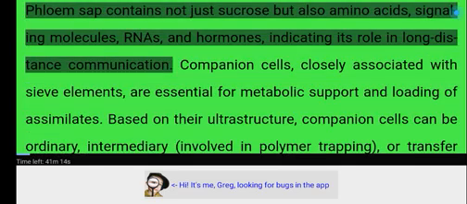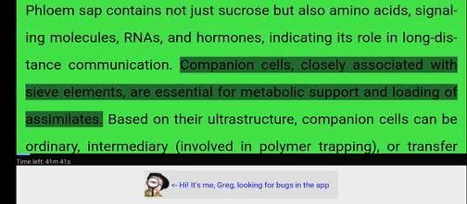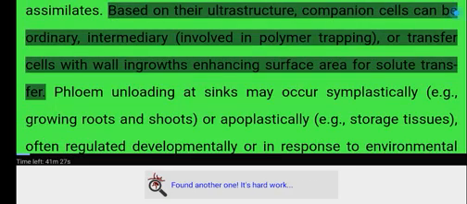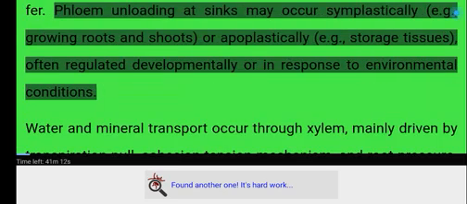Phloem sap contains not just sucrose but also amino acids, signaling molecules, RNAs, and hormones, indicating its role in long-distance communication. Companion cells, closely associated with sieve elements, are essential for metabolic support and loading of assimilates. Based on their ultrastructure, companion cells can be ordinary, intermediary involved in polymer trapping, or transfer cells with wall ingrowths enhancing surface area for solute transfer. Phloem unloading at sinks may occur symplastically, e.g., growing roots and shoots, or apoplastically, e.g., storage tissues, often regulated developmentally or in response to environmental conditions.